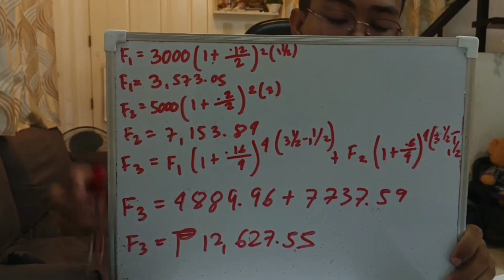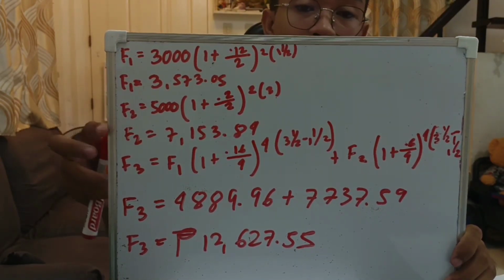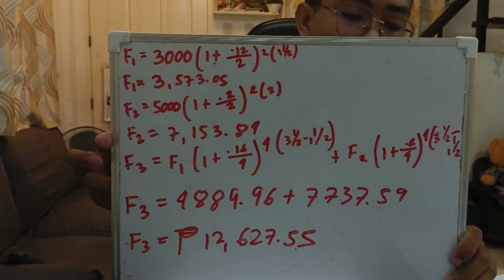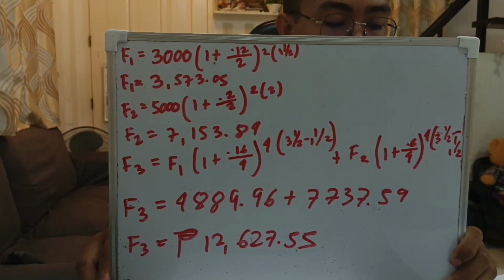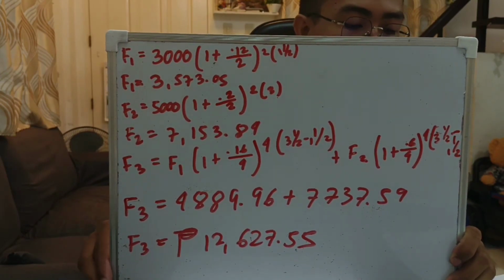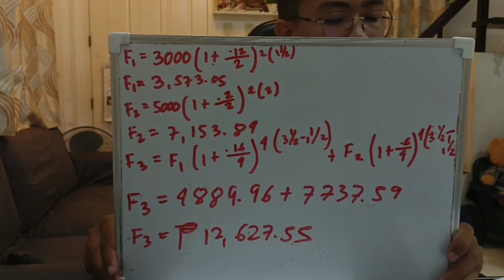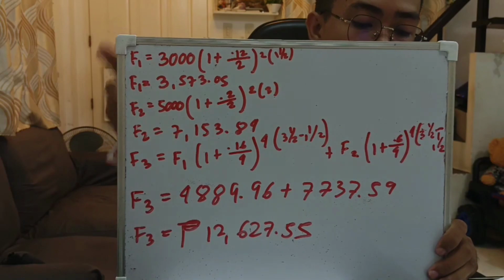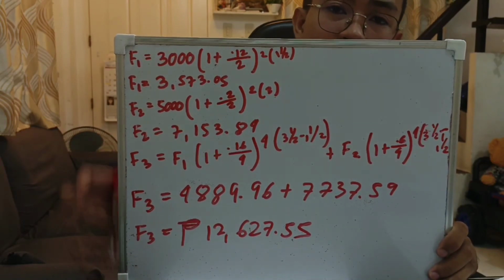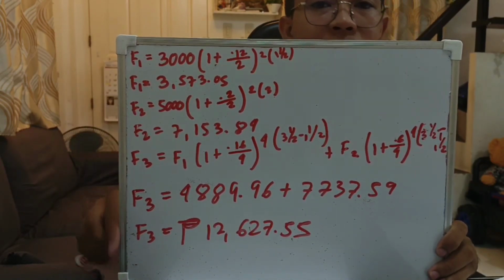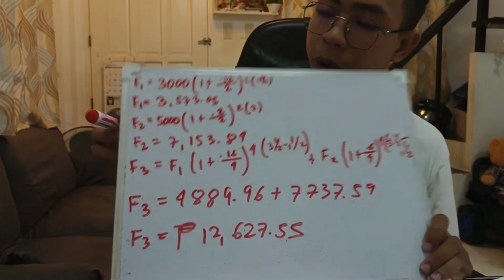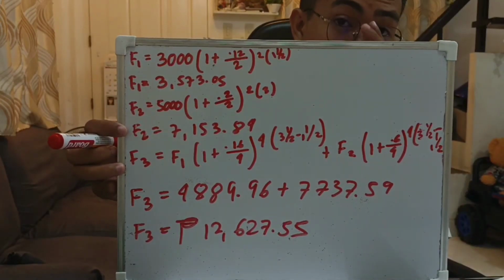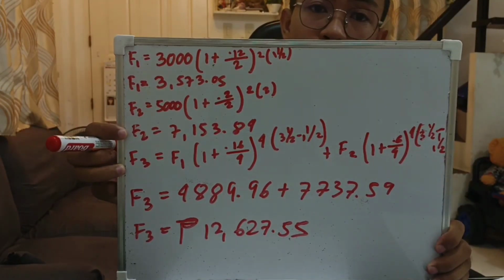So F1 is equal to 3,000 times 1 plus 0.12 over 2 to the power of 2 times 1.5 years. So our F1 will be 3,573.05. And our F2, our principal in F2 is 5,000. So 5,000 times the quantity of 1 plus 0.12 over 2 to the power of 2 times 3. So F2 is 7,153.84.